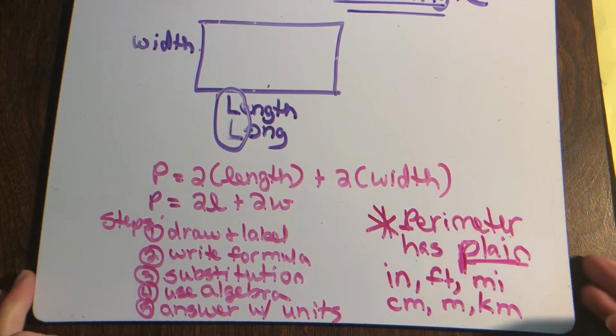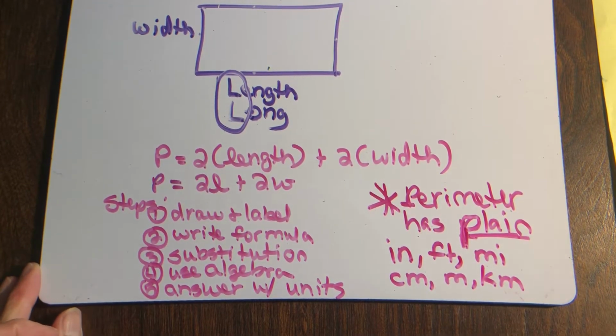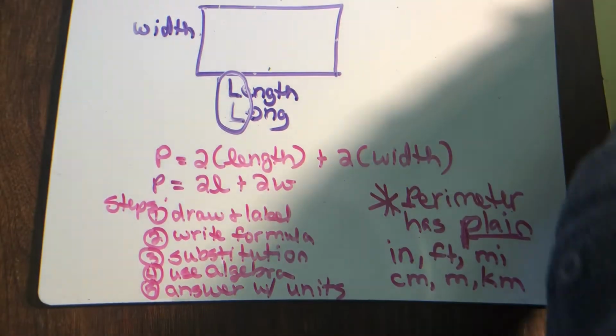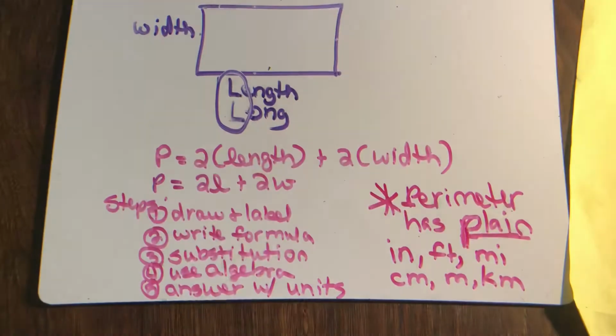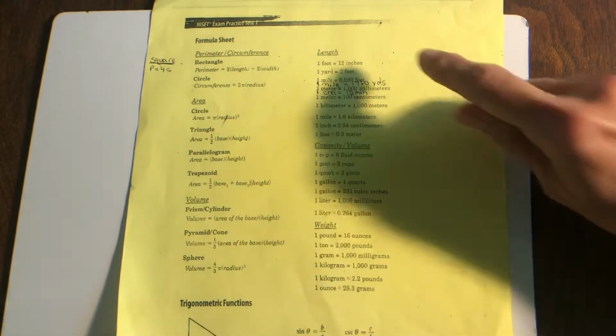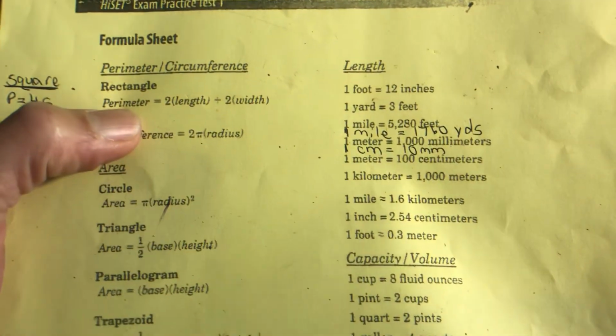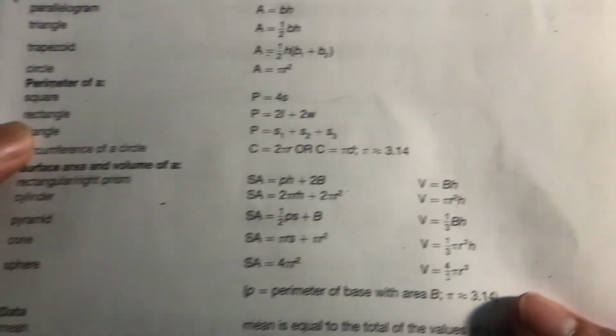So let's do a couple of real easy problems, but we're still going to do the overkill of the drawing and the labeling. So get your pen or your pencil out. Get your formula sheet out. I'm working primarily for HiSET. The HiSET formula sheet does have the formula for the perimeter of a rectangle, and so does the GED. GED's got a really nice formula sheet. So get your formula sheet out, because that needs to be your best friend for a while.